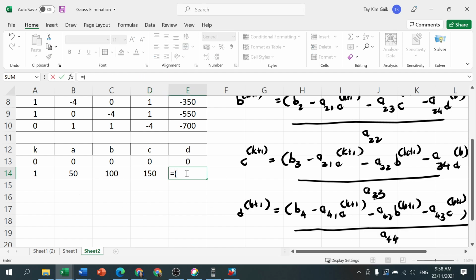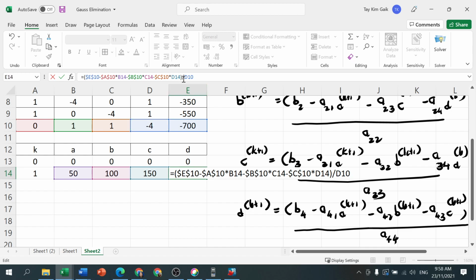So this one is B4, make it constant, and then minus A41, make A41 constant, A41 times the new A, minus A42 times the new B, minus A43 times the new C. Then divide by A44, constant.